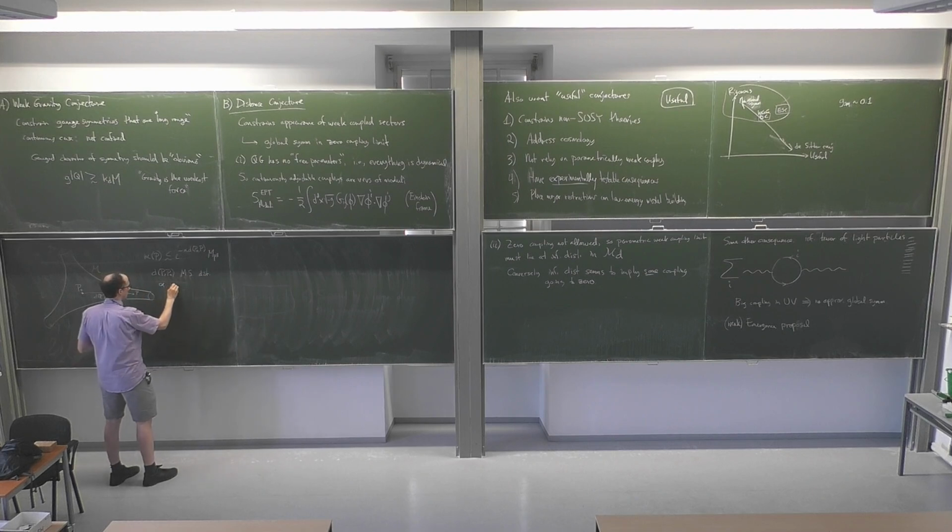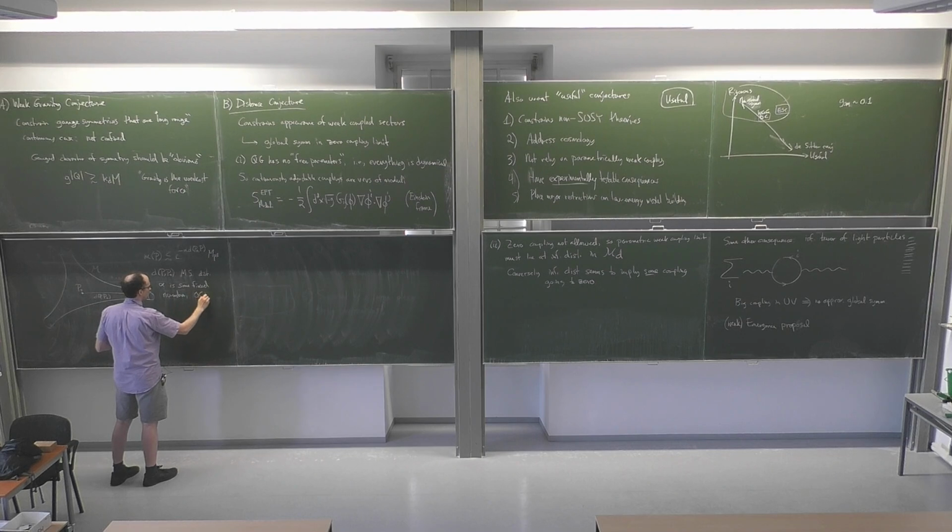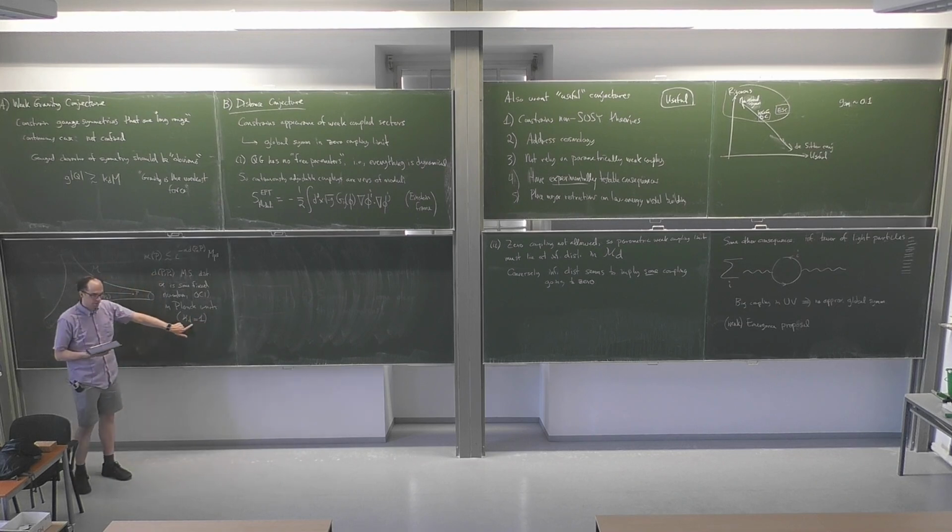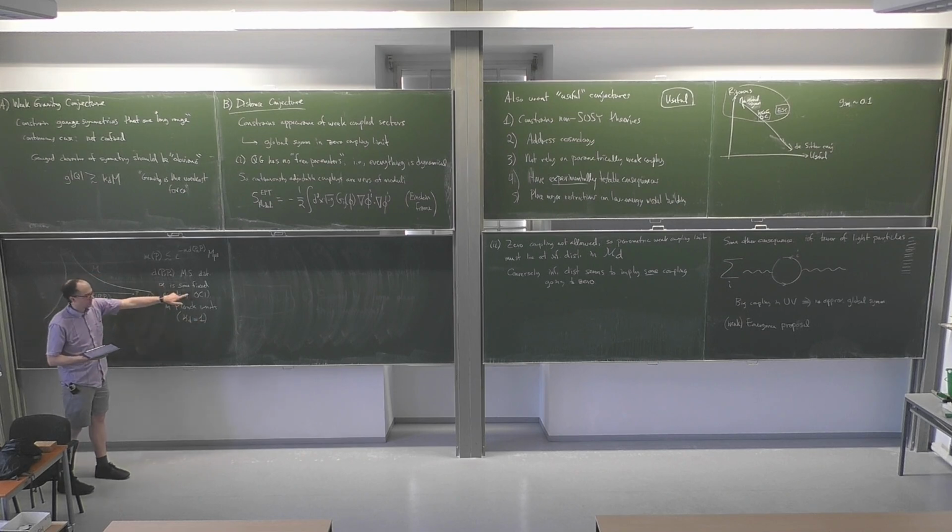And alpha is some fixed number, which is going to be order 1 in Planck units. Here I mean d-dimensional Planck units if I'm in a d-dimensional quantum gravity. So I set my d-dimensional gravitational coupling to 1. So in these Planck units, this number should be some order 1. Okay.